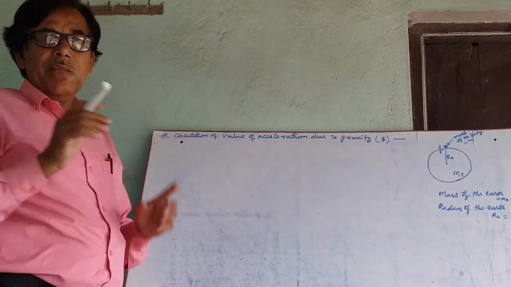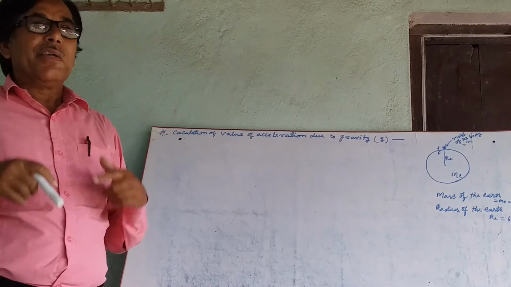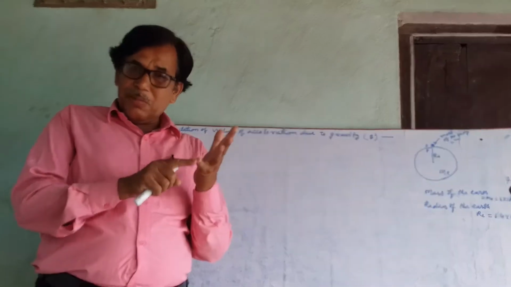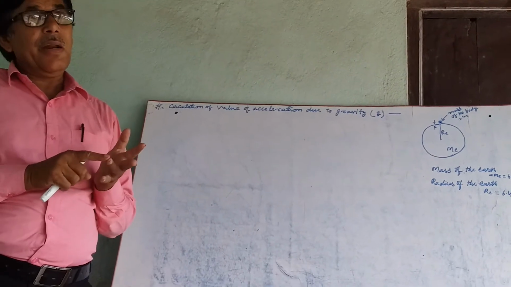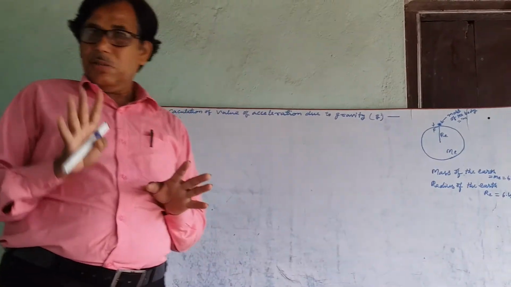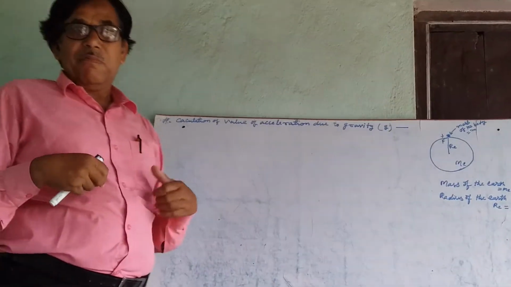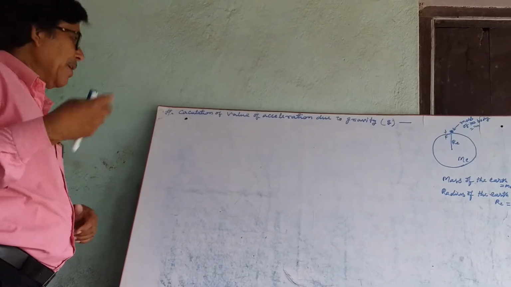You always have to memorize, keep in memory, the mass of the earth, radius of the earth, mass of the moon, radius of the moon, distance of the moon from the earth. These things should be well memorized by you.